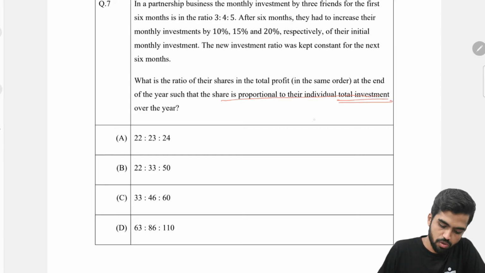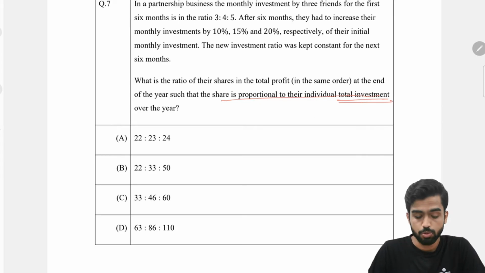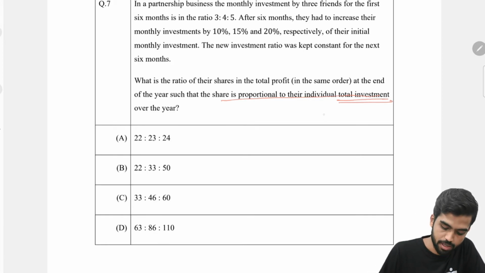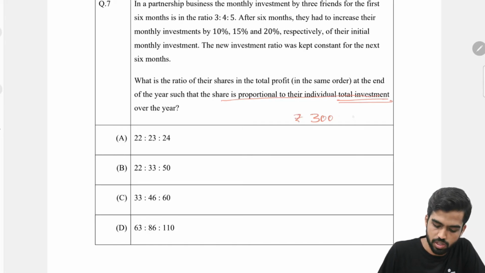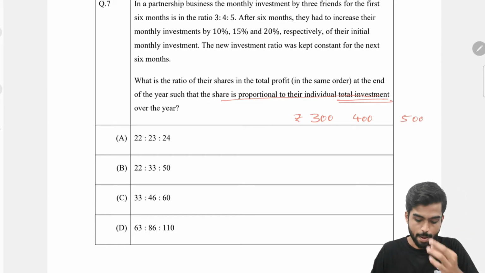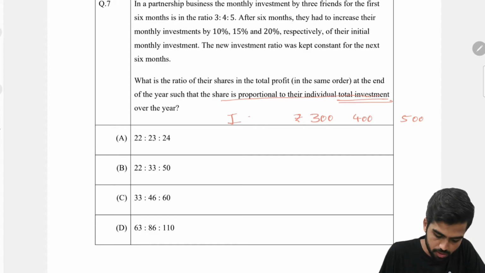Okay. So in a ratio proportion question, I would recommend that you assume some value, so we'll have a better picture of what is going on. If we multiply the 3:4:5 ratio by 100, we can see that the first friend has committed an investment of 300, the second friend 400, and the third friend 500. This is for the first 6 months.